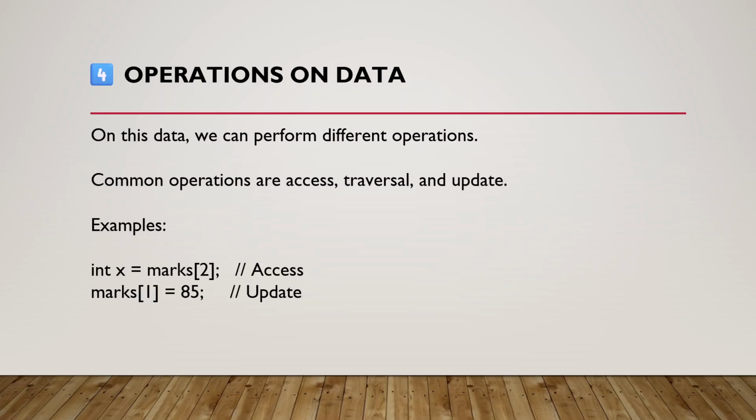Now, fourth one, operations on the data. On this data, we can perform different operations. Common operations are access, traverse, and update. Integer x is equal to marks of 2. Here we access the element at index 2 of marks into the integer x value. Update. Here we can update marks of 0 is equal to 85. Also traversal, we did. These operations are easy and fast in an array.